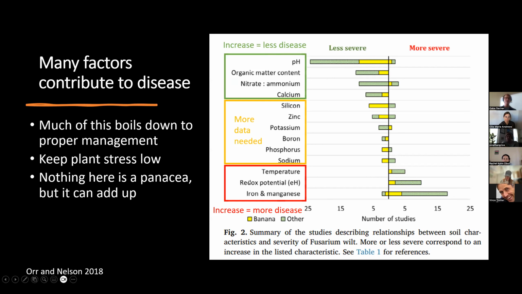And this redox potential basically means compacted, waterlogged soils. So just like Ellie mentioned, we definitely want to avoid that. None of this is a panacea, but by piecing these strategies together, we can start to reduce the severity of our Fusarium wilt.